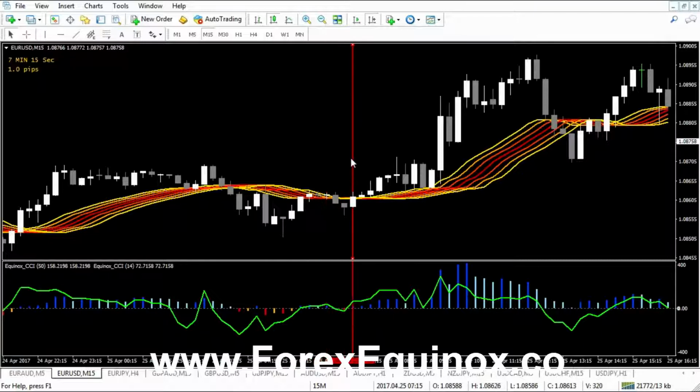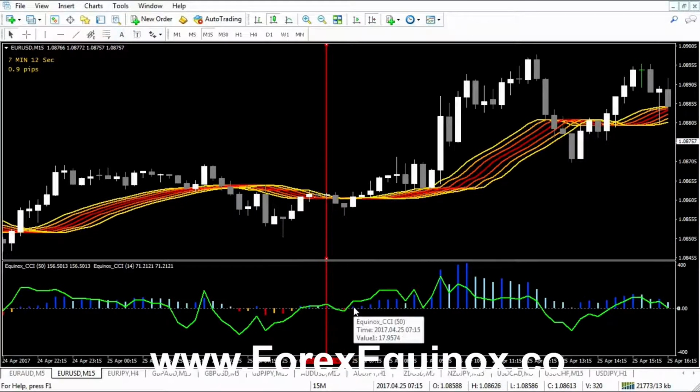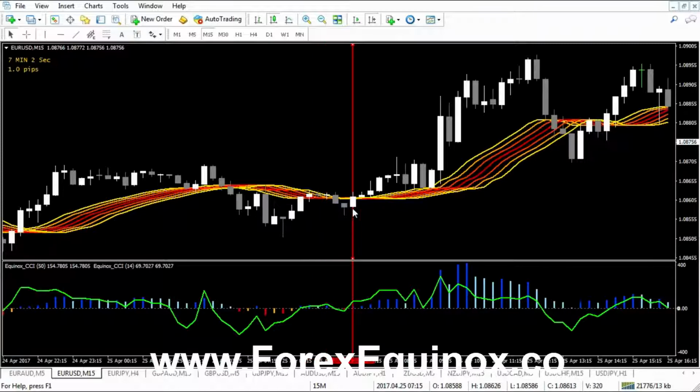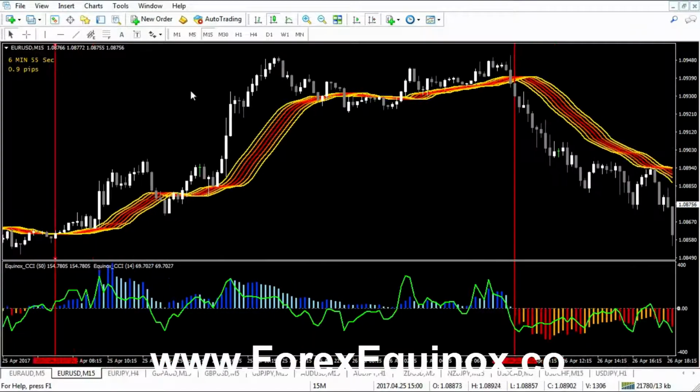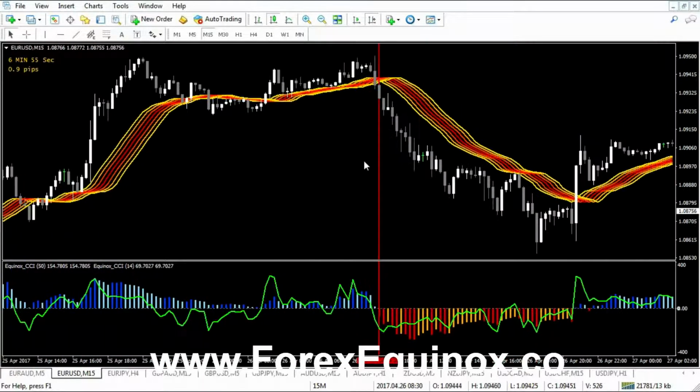And then over here, so you can see right here, we have another blue histogram. Now, they're not usually as small as this, but this is a good example. We've got a blue histogram, and we do have a close above the ribbon. And that is a signal to go long. And when we take a look at these, when we get a signal to go long, the market can really go for a long way. When we get a signal to go short, the market can go for a long way.